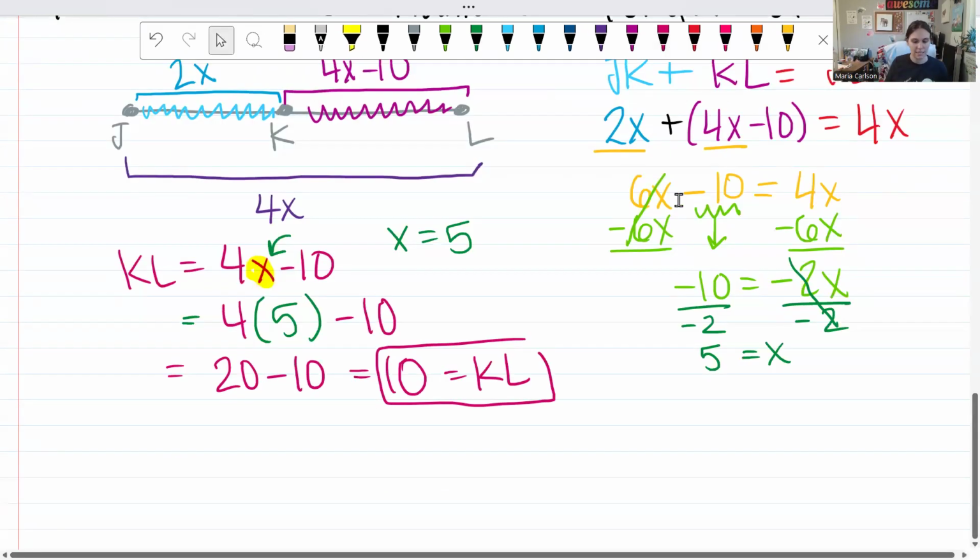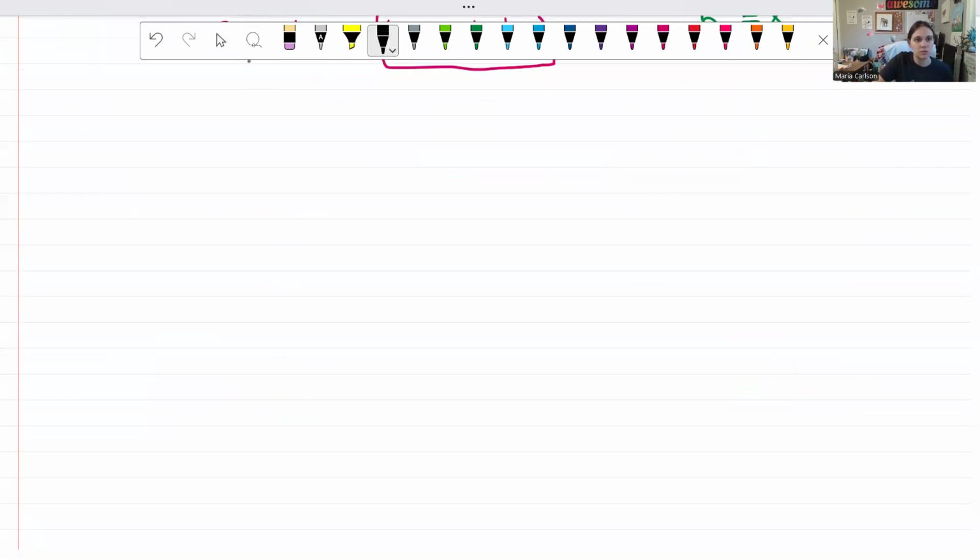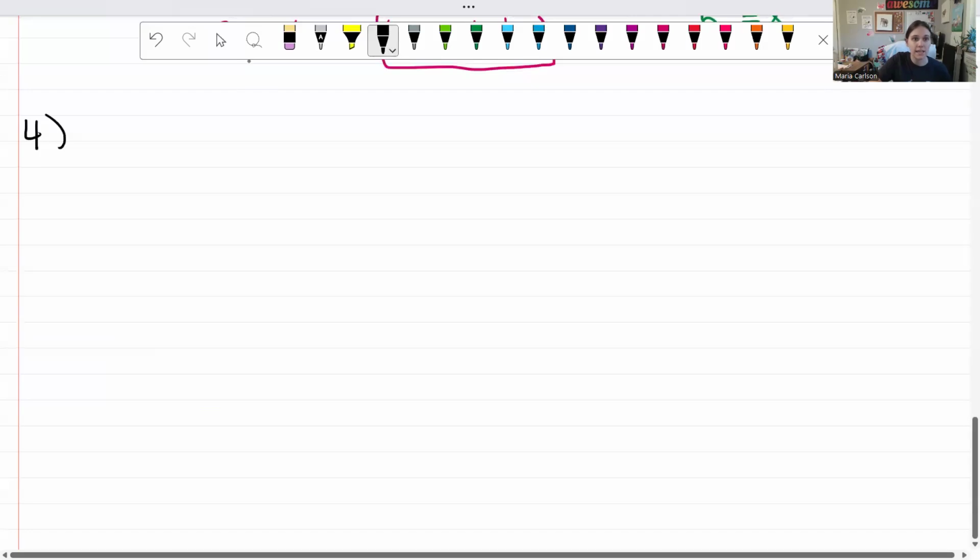All right, I have one more example I want to look at. Point M is the midpoint of YZ, segment YZ.